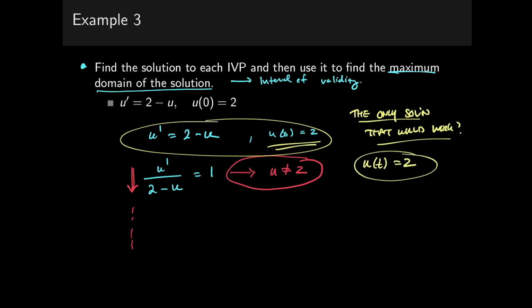It's just the constant function 2. All right, u of t equals 2. Does this fit the bill? Yes. What's u prime? If this is my u, what's u prime? That's 0. Left-hand side would be 0. Right-hand side would be 2 minus 2. That's 0. That checks out. This is what we call the trivial solution.